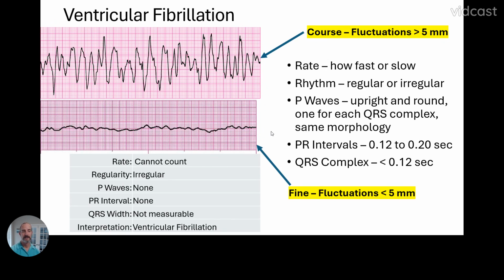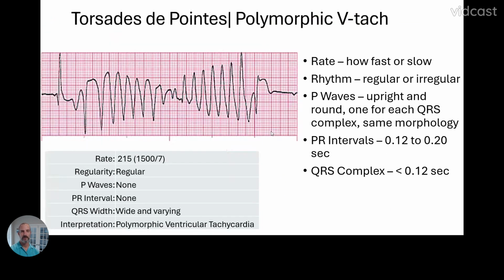This person needs to be defibrillated and have high quality CPR put in place. But you can't measure the rate. It's very much irregular. There's no P waves or PR interval or QRS width consistent to measure. So it's ventricular fibrillation.